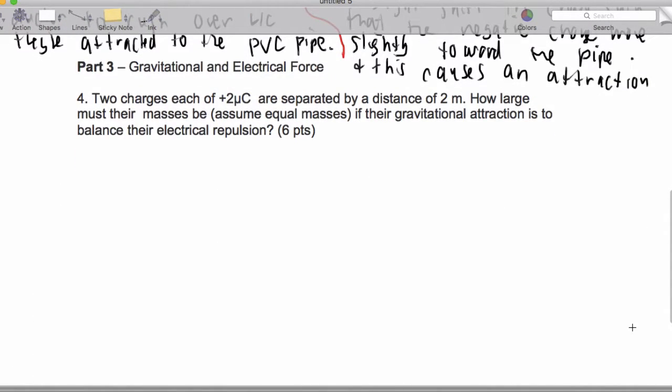Now, part 3, I'm just going to finish up this page because I think it's a great thing here. So we've got two charges, each of +2 microcoulombs, and they're separated by a distance of 2 meters. How big must their masses be if the gravitational attraction is to balance their electrical repulsion? I have a suspicion we're going to get a really big number because electrical force is so much bigger than gravitational force that we're going to need some big masses to balance.